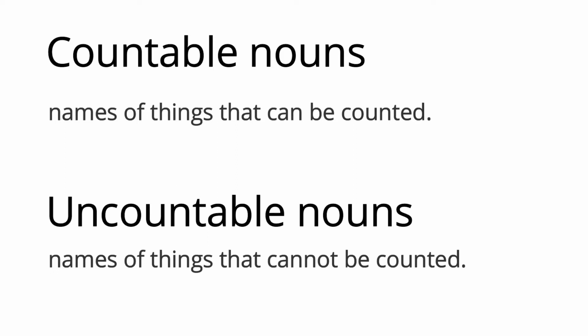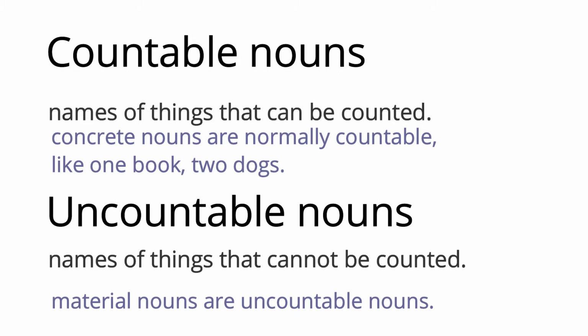Things referred to by concrete nouns are normally countable, like one book, two dogs, and things referred to by material nouns are normally uncountable nouns. Surely we can't count water or iron.